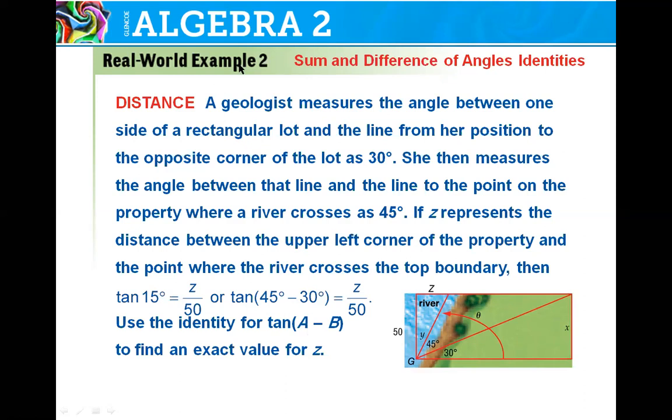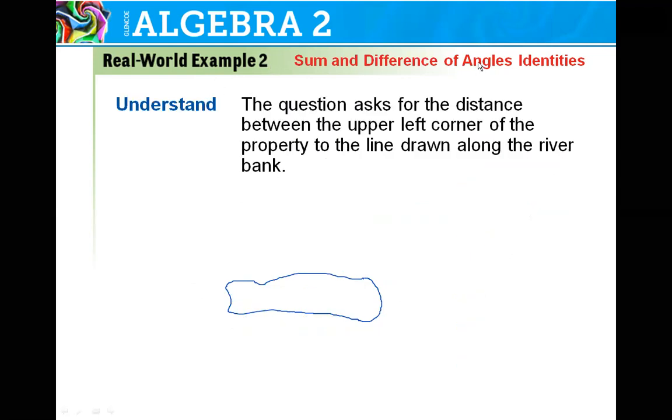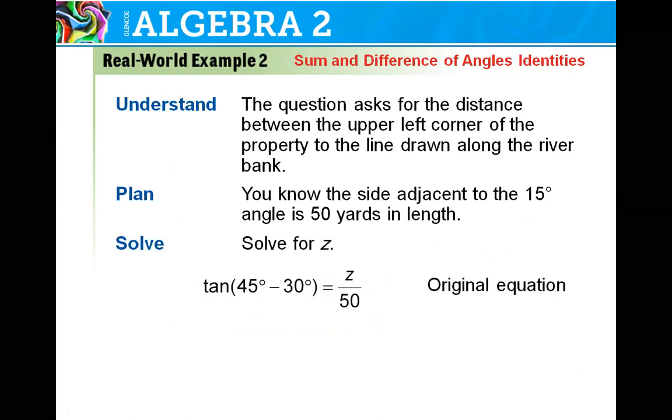So in this problem, he gave us the answer. I need only to solve this to find the value of Z by using the rule of tan. Let's go to the answer. Pay attention with me. In this problem, it asks about the distance between the upper left corner and the point where the line drawn along the river bank meets the property. So I need to find the value of Z.